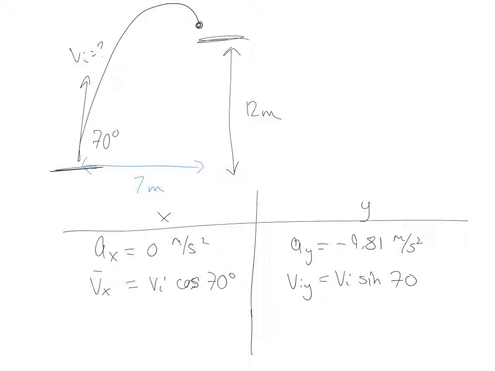So this is always a good starting point for every problem, okay? Now, in the x direction, you're always going to only have one equation. That's it. In the y direction, though, you have several options. So let's list what we also know. The y value from start to finish is what? From start to finish? 12.